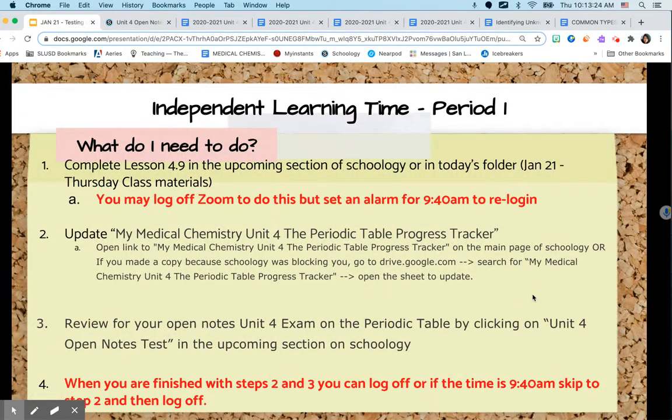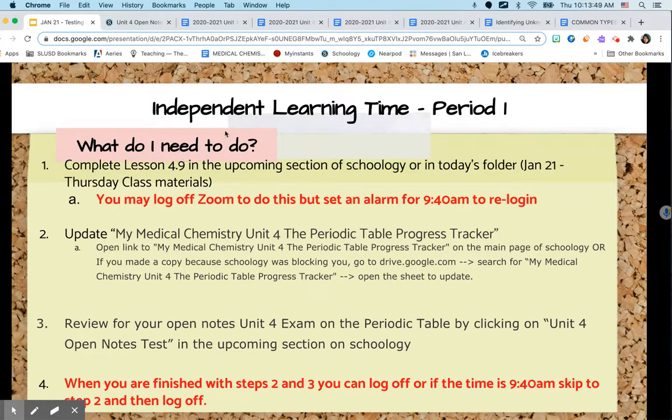Right. So to do that, there wasn't really any classwork today. We mainly started on lesson 4.9, and if you finished early, your next step is to update your medical chemistry unit 4, the periodic table progress tracker, and then to also review for your exam on your Schoology page.